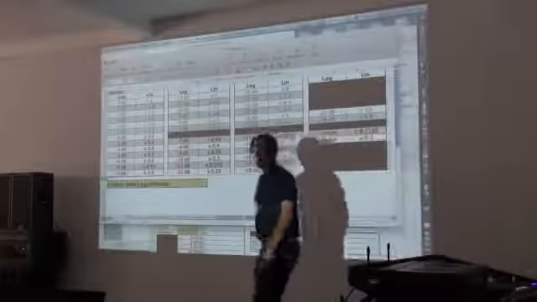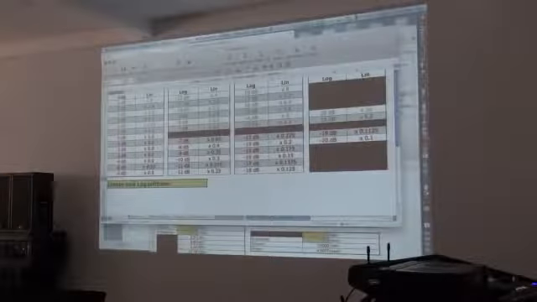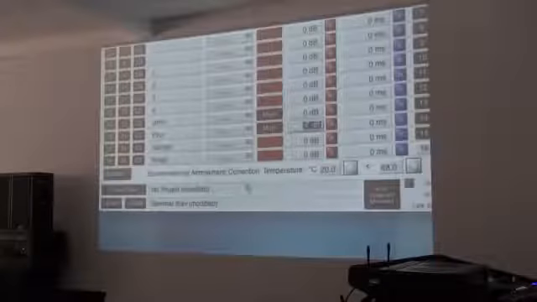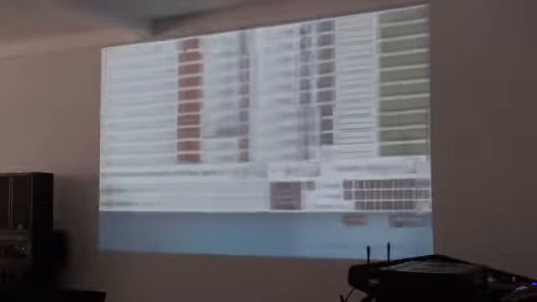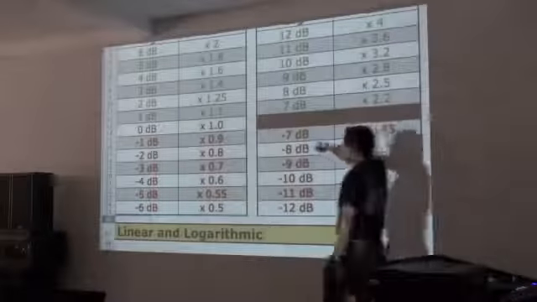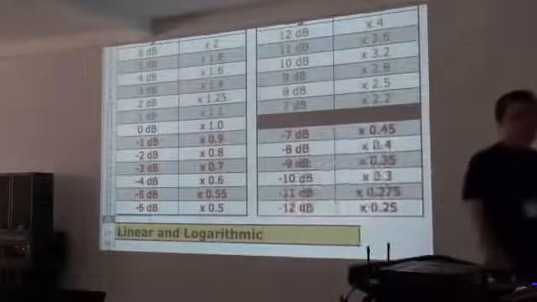Okay, then let's do something more interesting. Let's have John at 0 dB and Paul at -6, but with Paul's polarity reversed. This means John measures 1, and Paul measures 0.5.